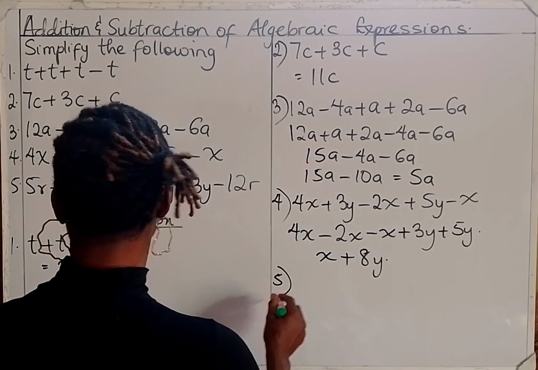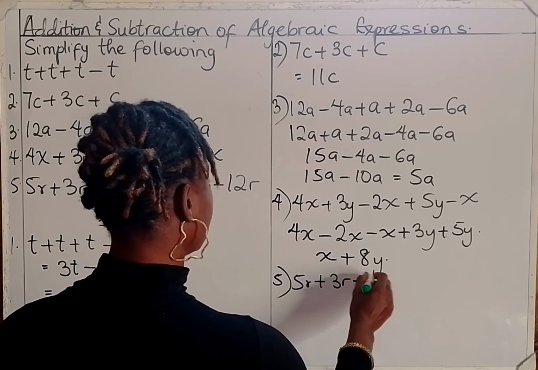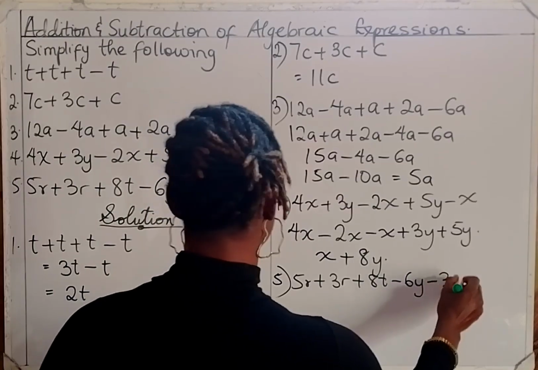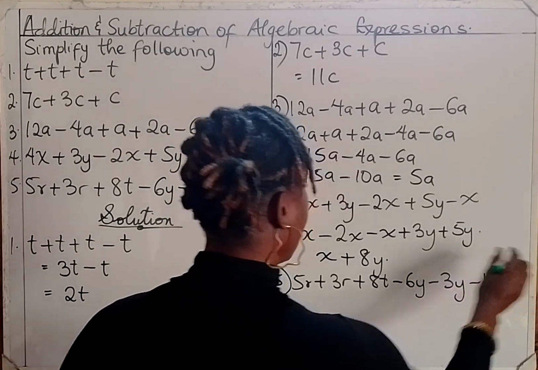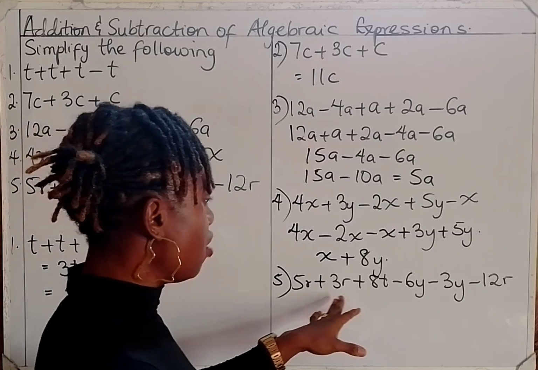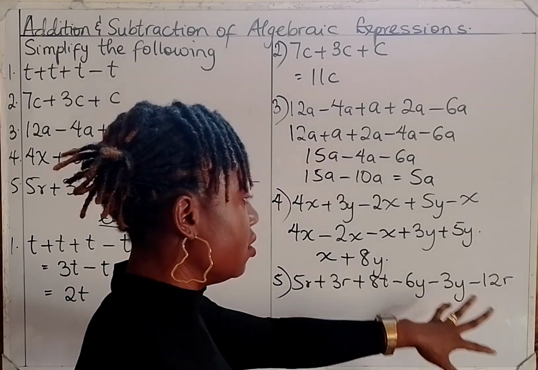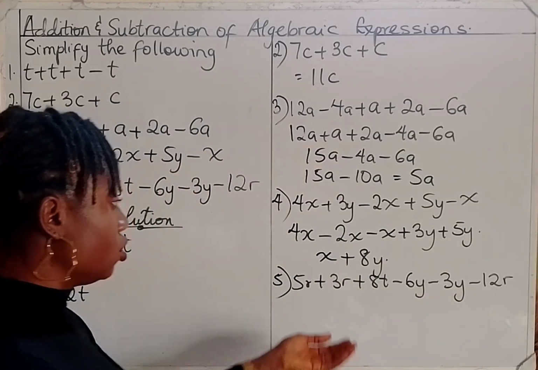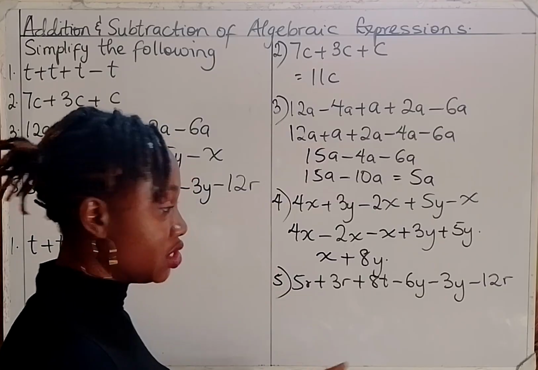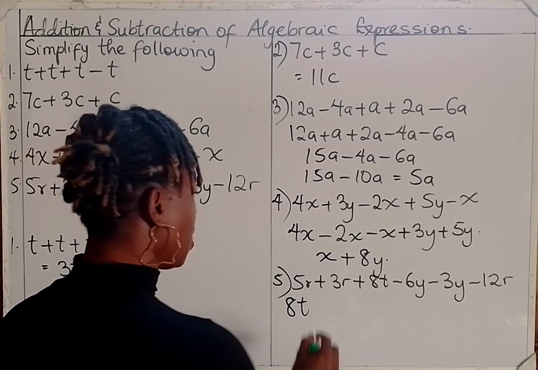Question 5. 5r plus 3r plus 8t minus 6y minus 3y minus 12r. Now from here, we have 5r plus 3r plus 8t minus 6y minus 3y minus 12r. So we have to bring out the one with the addition sign that is standing alone, which is a t. 8t comes out, right?